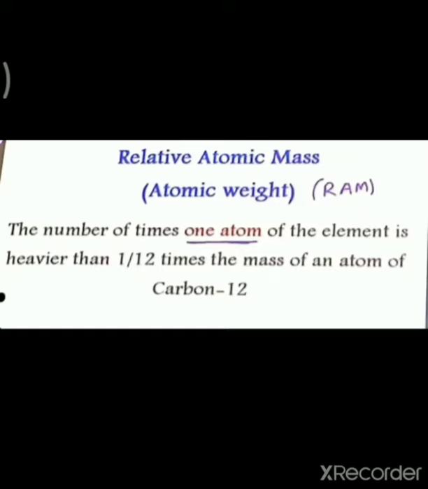So in the last video we discussed relative atomic mass, that is RAM. Relative atomic mass is otherwise known as atomic weight. So relative atomic mass means what? It is the number of times one atom of the element is heavier than 1/12th the mass of an atom of carbon-12. Okay, so up to this much we understood yesterday.